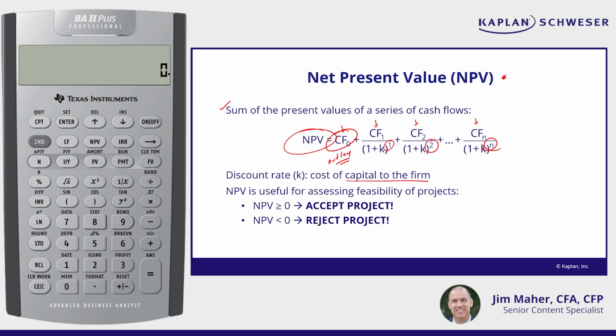Now the NPV is a very useful calculation for assessing the feasibility of projects. I want you to know this rule. If the NPV is greater than or equal to 0, we accept the project. NPV of less than 0, reject the project. Very, very important concept to understand right here.